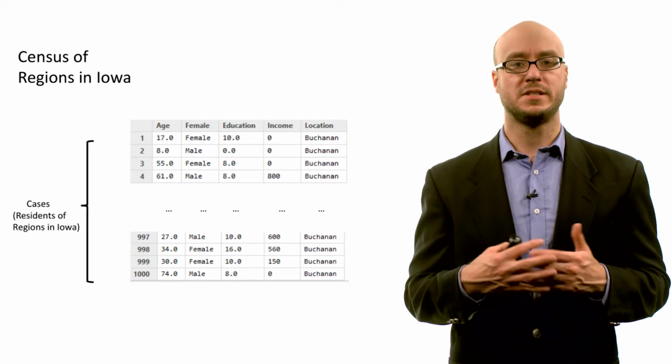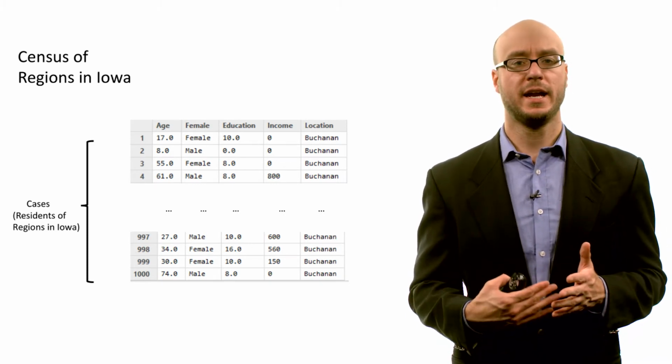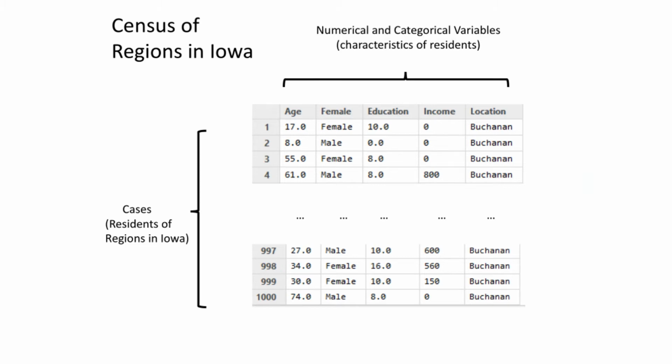So let's look at this data set. We have these different residents of regions in Iowa. The data set here is truncated to 1,000 rows. In fact, the number of rows is much larger. And you can see we have several characteristics of residents. We have how old the resident is. We have a categorical variable for whether the resident is female or male. We have this variable for educational level in years, and that's going to be the key variable for this analysis. We also have a variable for income, and then we also have a variable for location, where they are living in Iowa in the early 20th century.